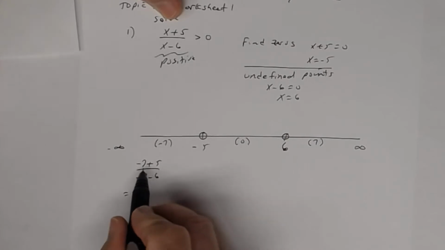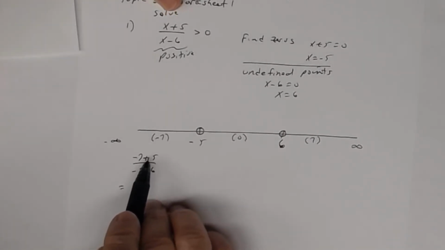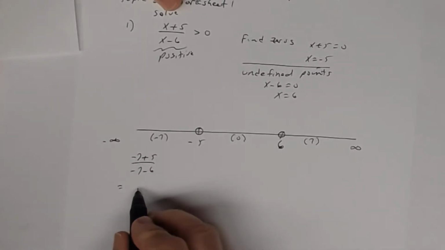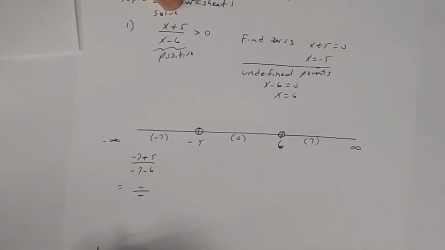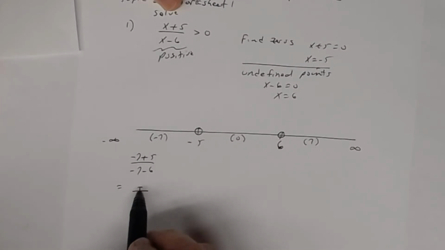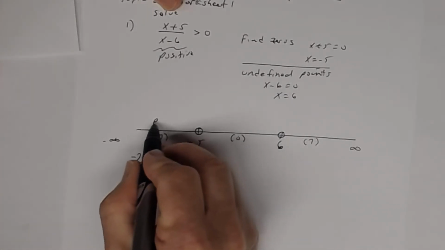And all you're doing is just determining the sign. So -7 plus 5 is -2. So that's negative, right? -7 minus 6 is a negative number. In particular, it's -13. But all you need to know is whether it was negative or positive. And then we know that a negative number divided by a negative number is a positive number. Now, I'm going to put the word positive here.